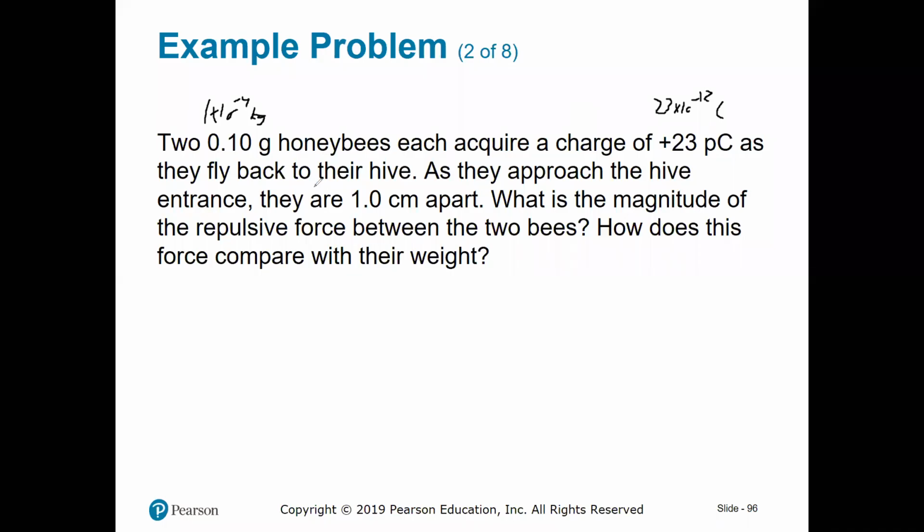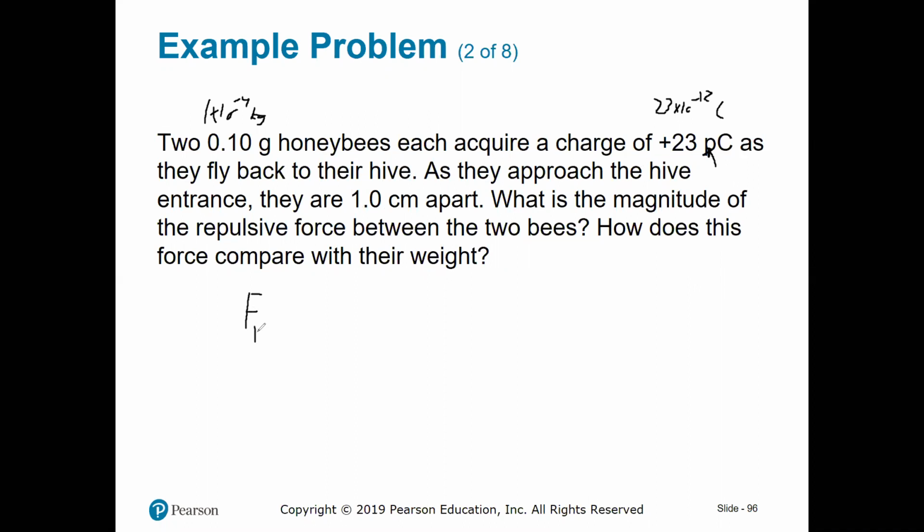All right, this question is a little similar. We have two really lightweight honeybees, and they have a really small charge. So we actually have a P here. The P stands for pico, and that's actually 10 to the minus 12, where nano is 10 to the minus 9. So it's even smaller. So you just have a little bit of charge. And they are 1 centimeter apart, once again. So what is the repulsive force between the two bees?